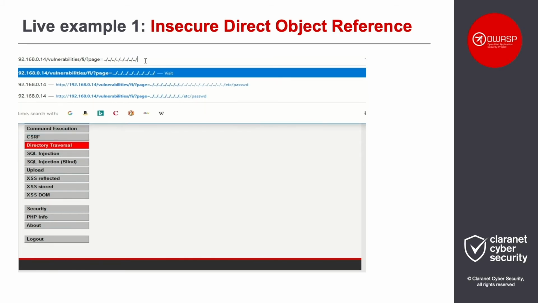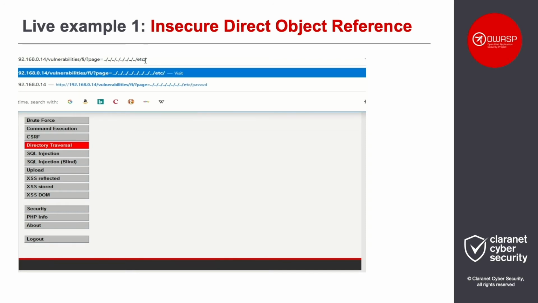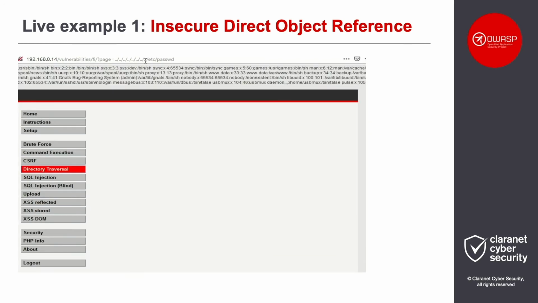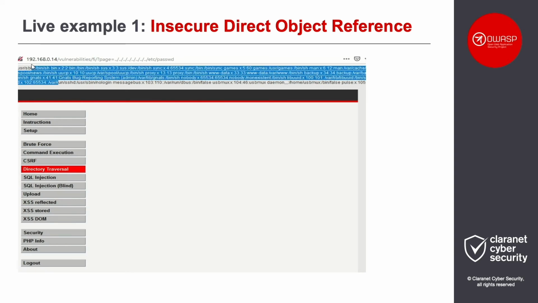Here we just need to traverse back several directories out of the web root and then access the file we want. Excellent. So now we can see that we have successfully read the password file through the insecure application, as the application lacks the correct checks to prevent this type of security flaw.